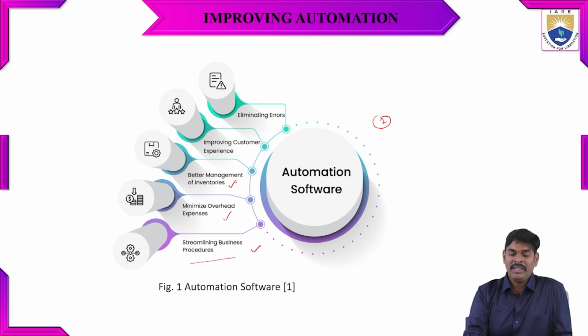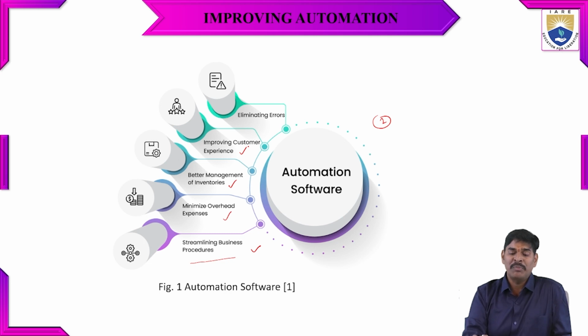Next one is better management of inventories. Humans can do the work in a proper manner, but the time taken and the cost will be very high. So how to reduce this? A better way to minimize this is to use automation tools and technologies, so that automatically, with the help of software, inventories or salary slips, or other data will be generated with minimal human intervention.